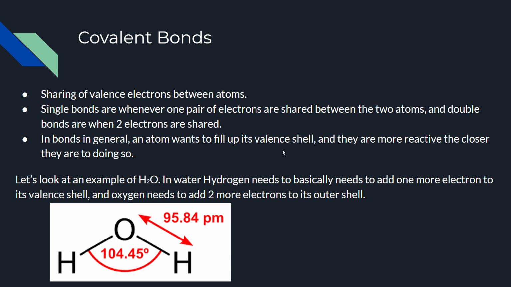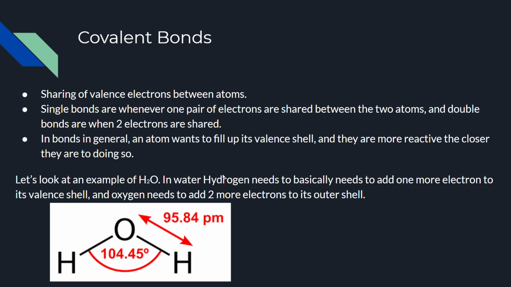Covalent bonds are the sharing of valence electrons between atoms. Single bonds are whenever one pair of electrons is shared between the two atoms, and double bonds are where two pairs of electrons are shared between the atoms. In bonds in general, an atom will want to fill up its valence shell, and they are more reactive the closer they are to doing so. The valence shell for any shell other than the first one is always 8 electrons, and for the first orbital shell it's always 2 electrons.